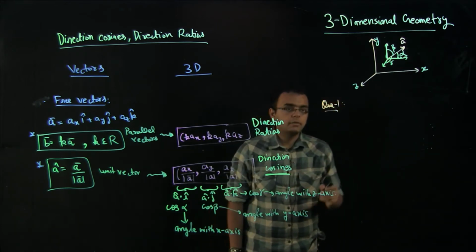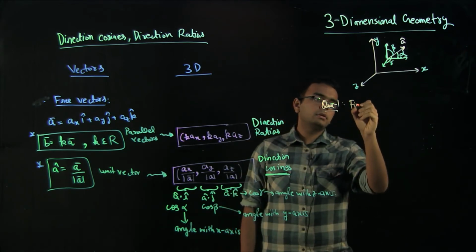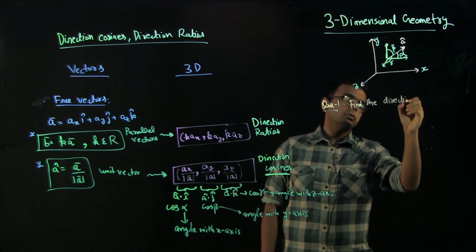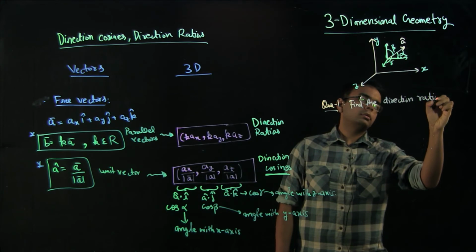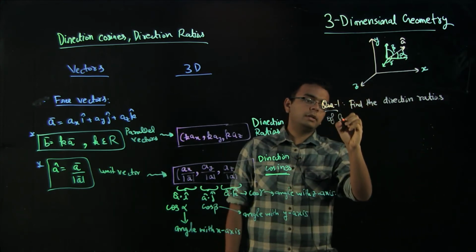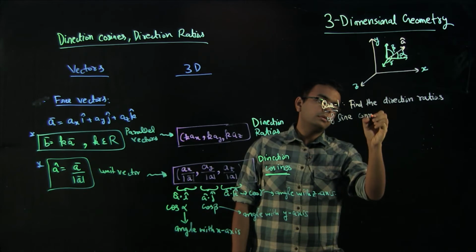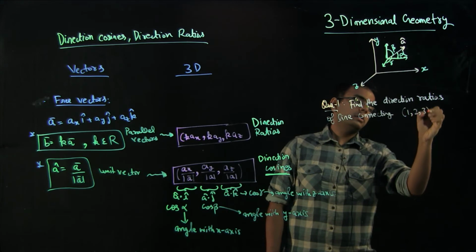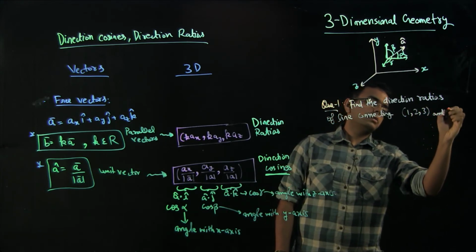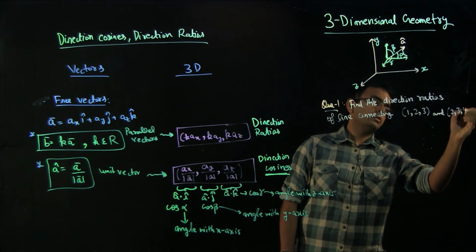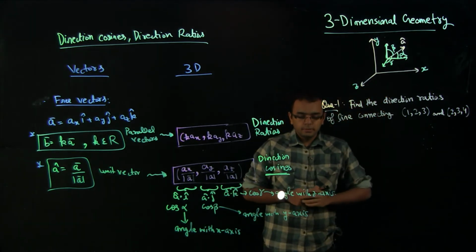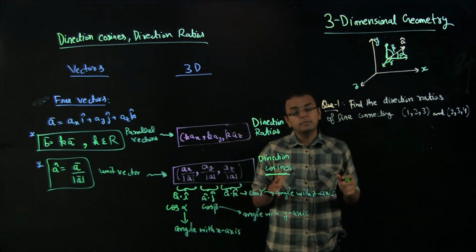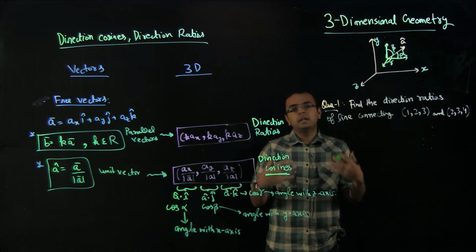Question 1 says: find the direction ratios of the line connecting (1, 2, 3) and (2, 3, 4). So how will we solve this problem? We have been told that there are 2 points which are fixed in space, and we have been asked to find the direction ratios of the line connecting the 2 points.